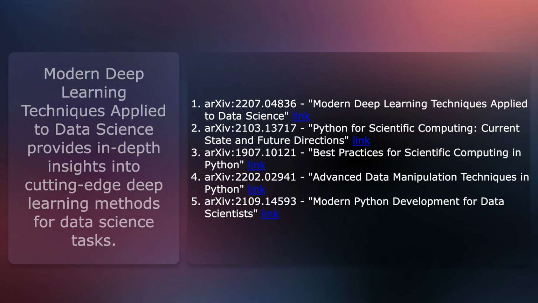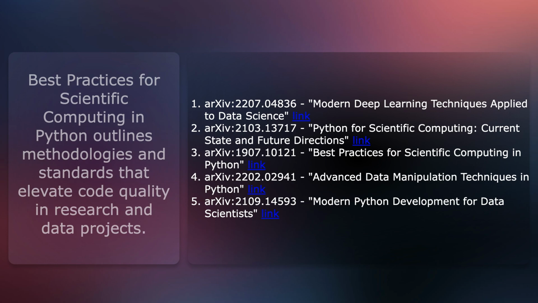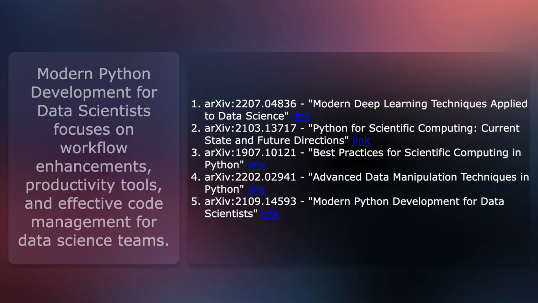Python. Modern deep learning techniques applied to data science provides in-depth insights into cutting-edge deep learning methods for data science tasks. Python for Scientific Computing, Current State and Future Directions, discusses the evolving ecosystem and future trends in scientific computing with Python. Best Practices for Scientific Computing in Python outlines methodologies and standards that elevate code quality in research and data projects. Advanced Data Manipulation Techniques in Python shares expert strategies for transforming and analyzing complex datasets efficiently. Modern Python development for data scientists focuses on workflow enhancements, productivity tools, and effective code management for data science teams.